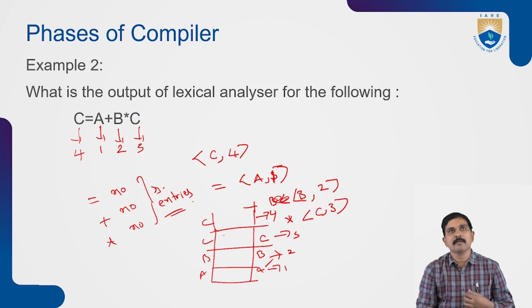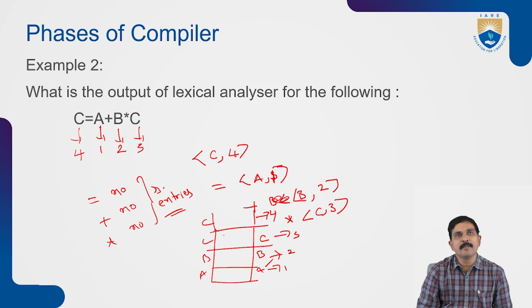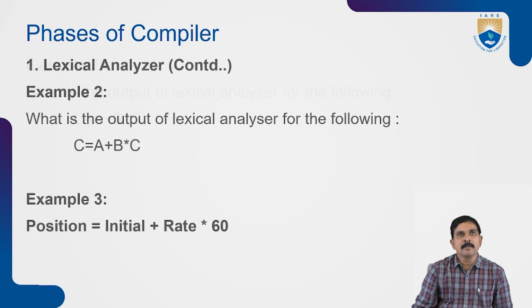You should remember this. So this is the idea of the lexical analyzer. The lexical analyzer will break this particular statement, C equal to A plus B into C, into different lexemes. What are the lexemes here? C is one lexeme, A is a lexeme, B is a lexeme, C is another lexeme. These lexemes have symbol table entries. Along with this statement there are also the equal, plus and asterisk operators. These are also considered lexemes but have no symbol table entry.